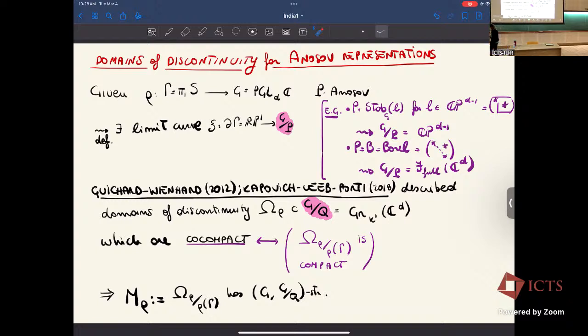And one thing that their theory, that it's hard to say in general, is when these domains of discontinuity are non-empty. What Guichard and Wienhard prove is that you can always embed this domain of discontinuity in a bigger space, and there you can assure the fact that they are non-empty. But in some cases where this thickening is big enough, maybe you remove everything, and so your domain of discontinuity can be empty.